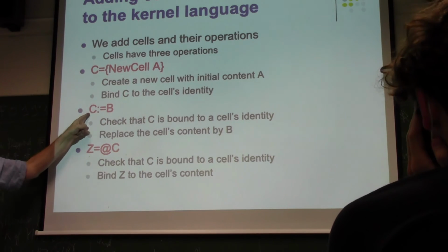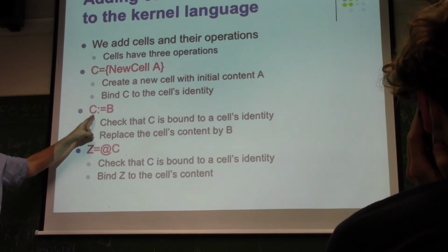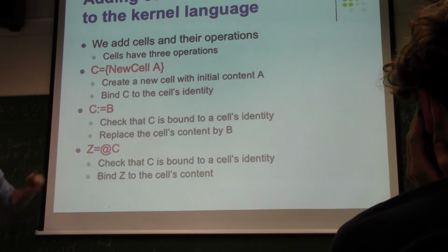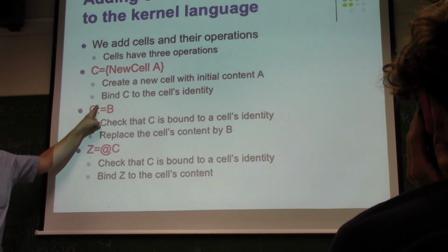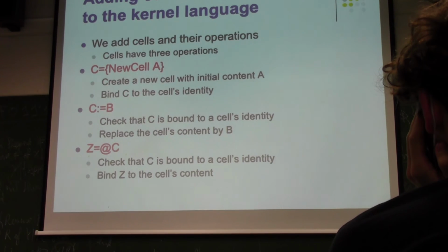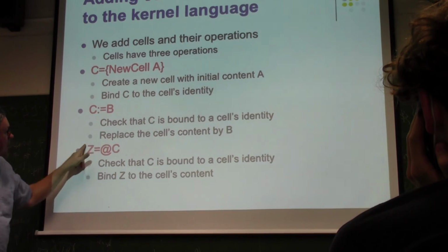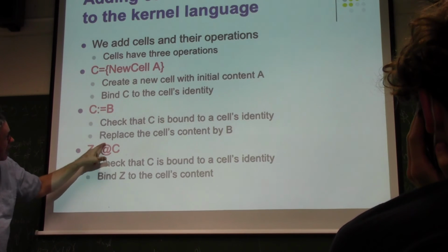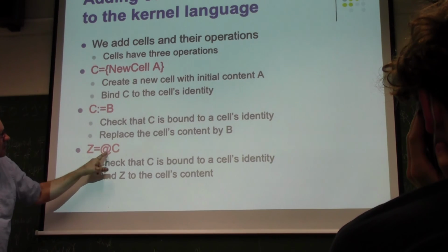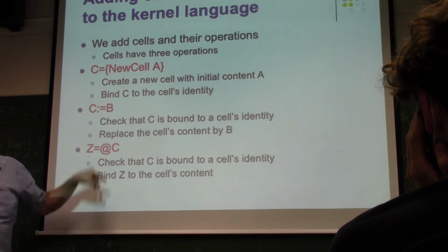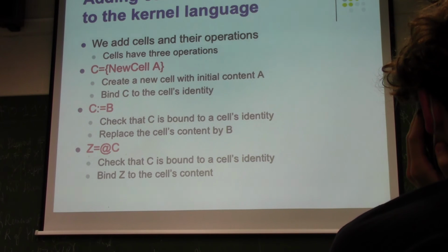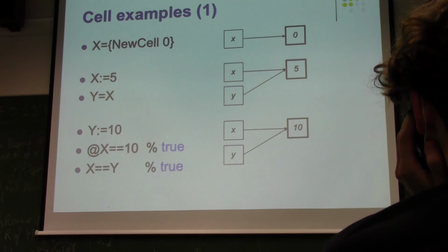And you can do an assignment. This uses the colon equal notation, which is a pretty standard notation. And then you can read the content. This uses the at symbol, the access notation. If you want to read it, you do it like that. So that's how cells work, and it's very intuitive, and you know them already.